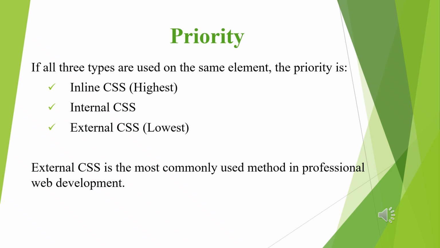Priority. If all three types are used on the same element, the priority goes to inline CSS as the highest, and the next is internal CSS, and the lowest priority is given to the external CSS. But external CSS is the most commonly used method in professional web development.